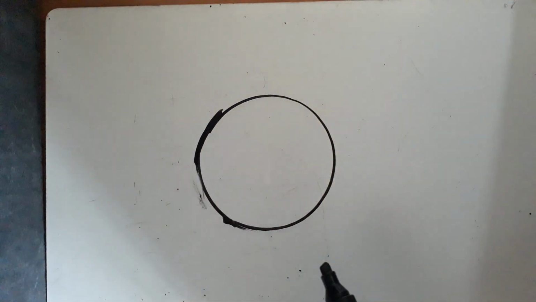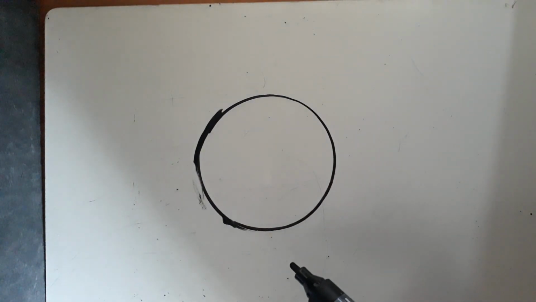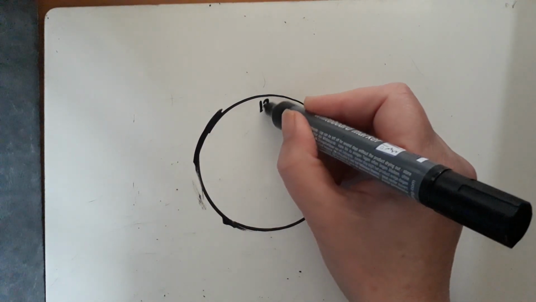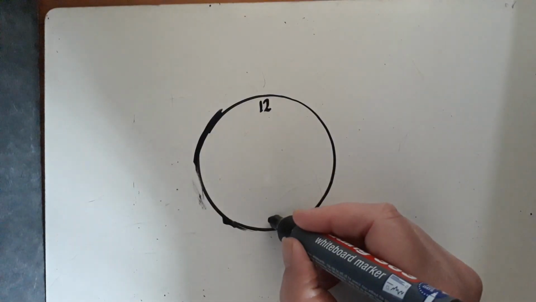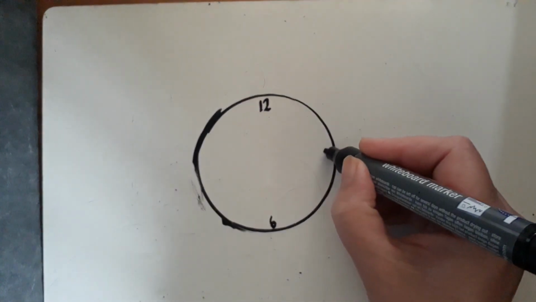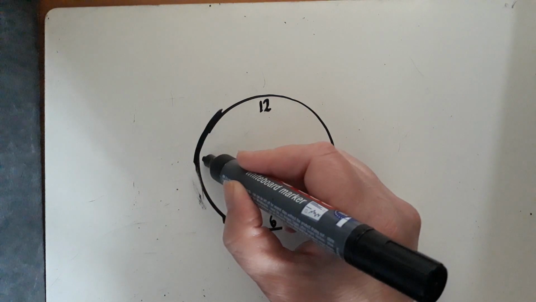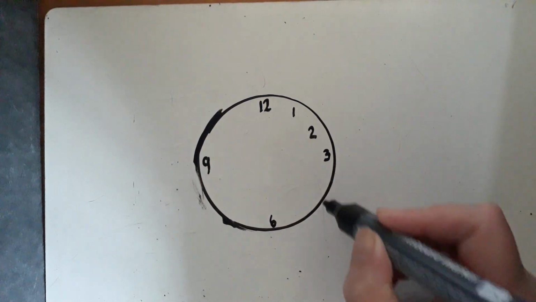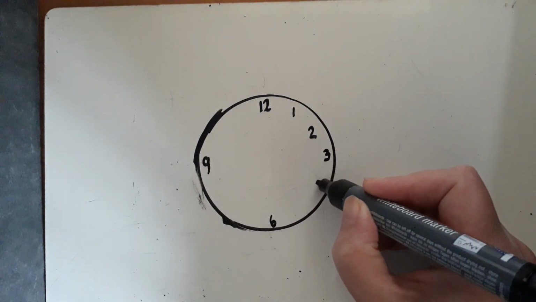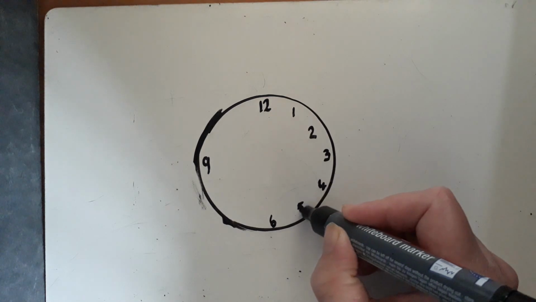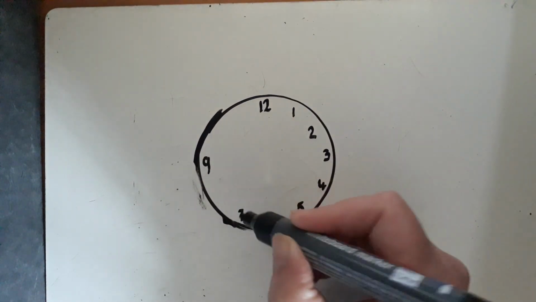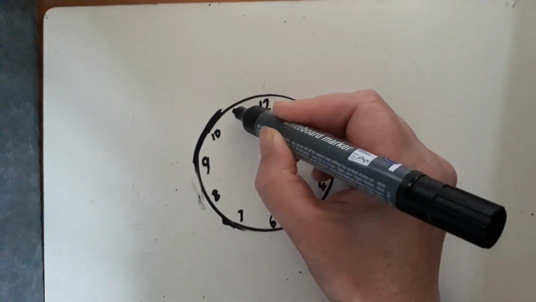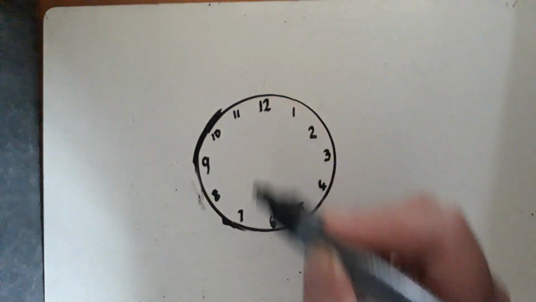Okay, so draw your circle, and it's really easy to put the numbers in if you do it 12 at the top, 6 at the bottom, 3 and 9, and then we can fit in the other numbers. 1, 2, 3 is already there, 4, 5, 6 is already there, 7, 8, 9 is already there, 10 and 11.